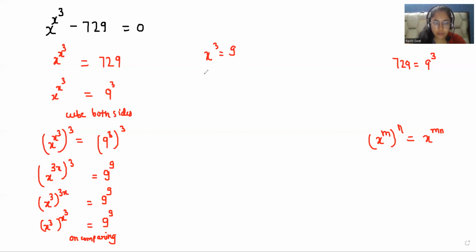So I'm taking cube roots on both sides. So the cube root of x cube is equal to the cube root of 9. Now with the help of this cube root, the power of x is eliminated. So x is equal to the cube root of 9. So the value of x is the cube root of 9.